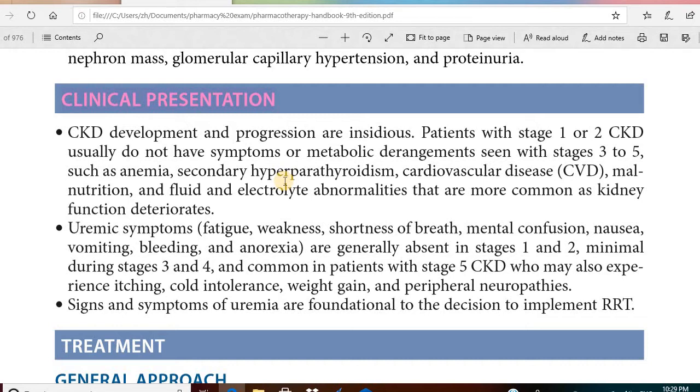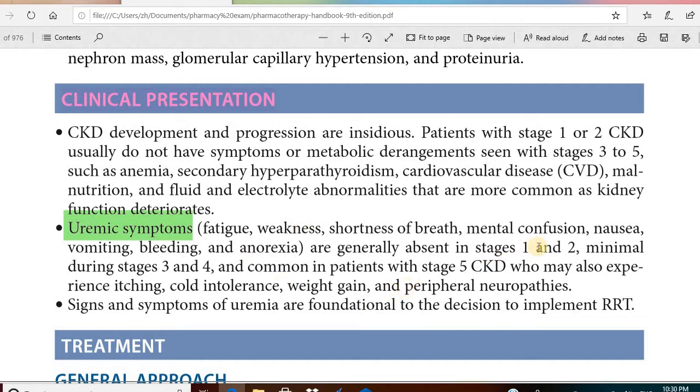So uremic symptoms include fatigue, weakness, shortness of breath, mental confusion, nausea, vomiting, bleeding, anorexia. So these are the uremic symptoms.